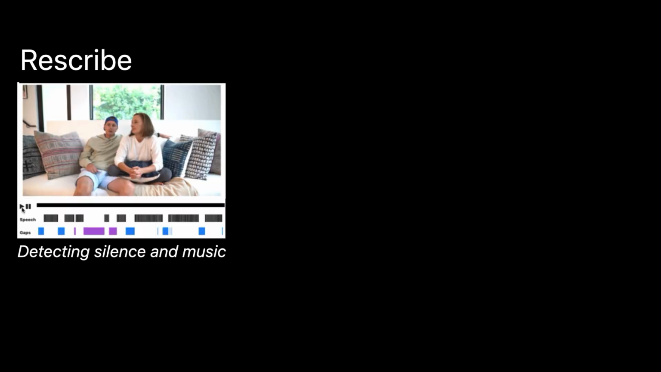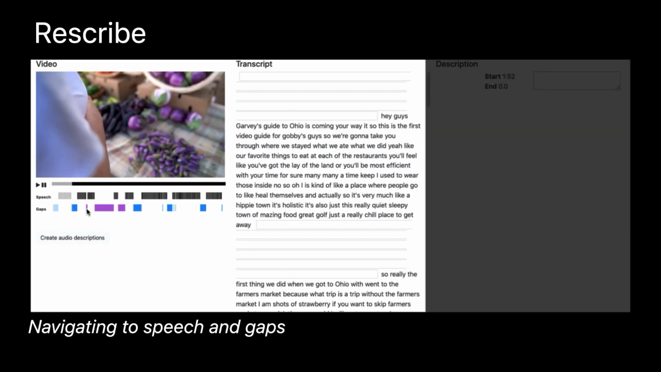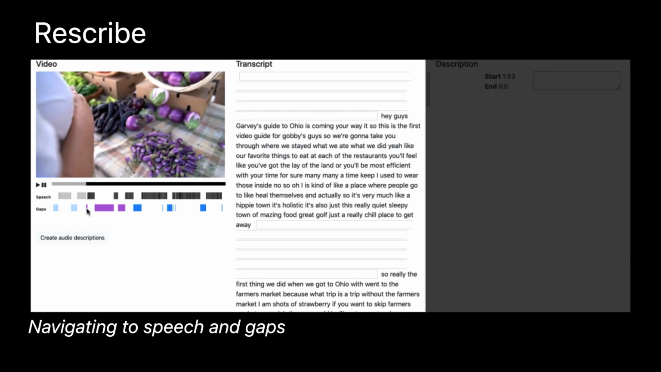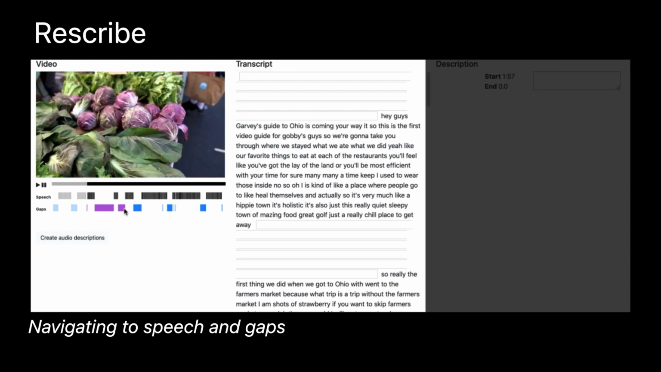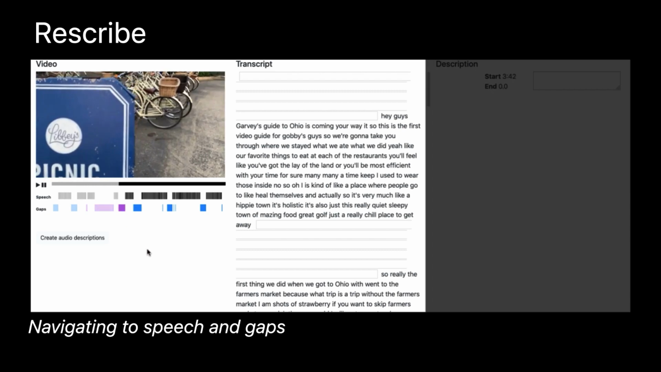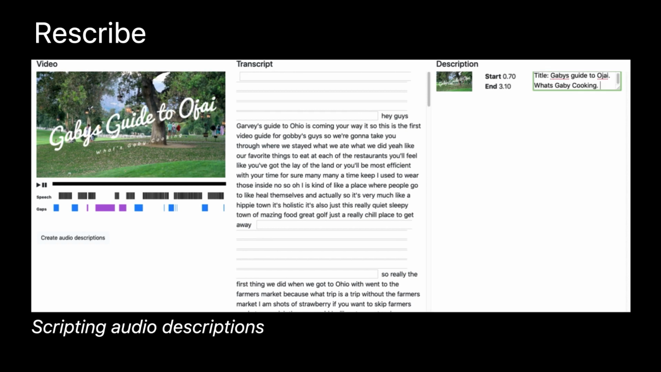Using our tool Rescribe, authors can input their source video, then visualize the speech and music or silence gaps along the timeline. Rescribe also transcribes the speech from the source video and visualizes the gaps in the transcript. Authors can navigate to gaps using the transcript or timeline. So here an author navigates to 2 timeline gaps. Authors then script their descriptions by playing and pausing the video.